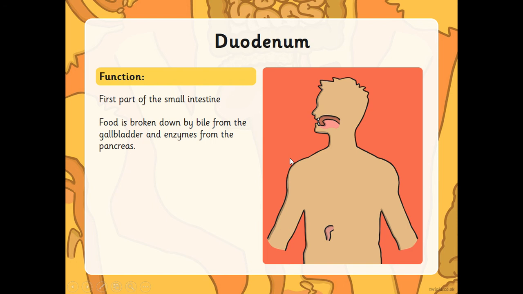Then we've got the duodenum, okay, and that is the first part of the small intestine. So this is from the stomach where the liver and the gallbladder and the pancreas all add their bits to it. So first part into the small intestines is the duodenum, and this is where food is broken down by bile from the gallbladder and enzymes from the pancreas. So again, helping to digest the food.